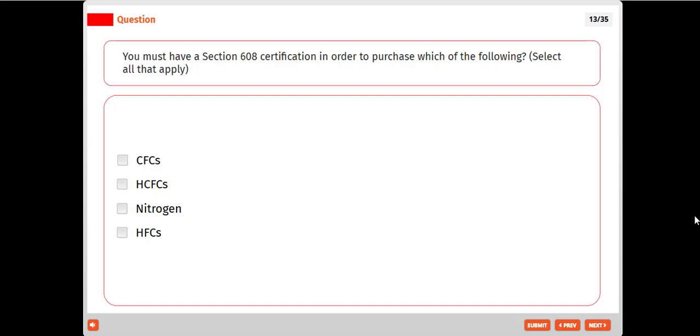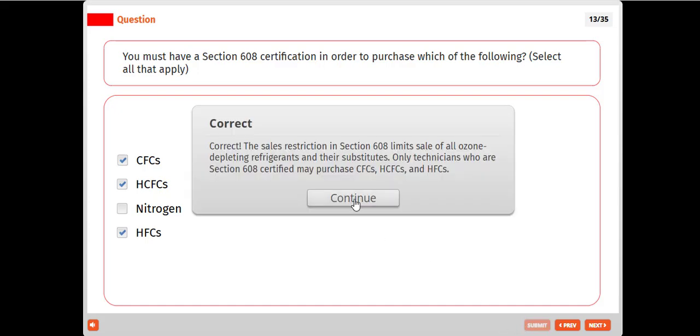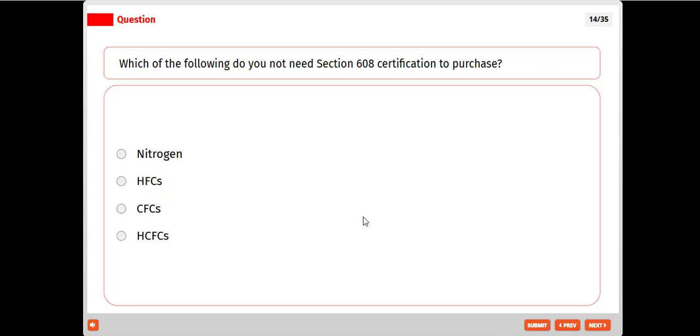You must have Section 608 certification in order to purchase which of the following? Select all that apply. This is CFC, HCFC, and HFCs. Which of the following do you not need Section 608 certification to purchase? It's nitrogen.